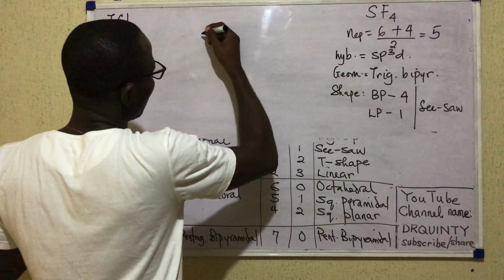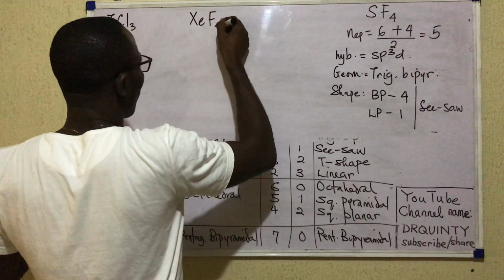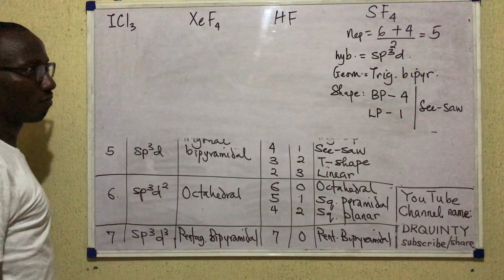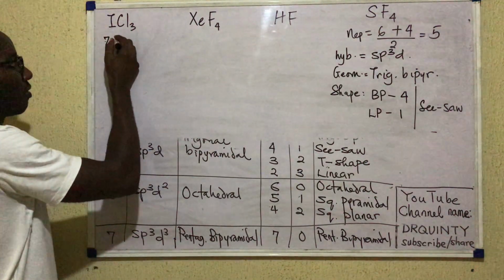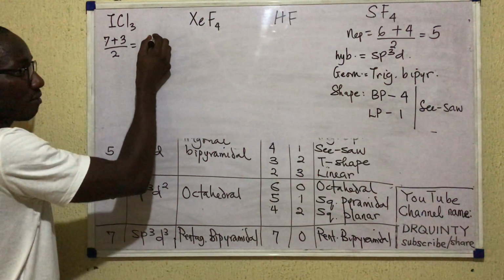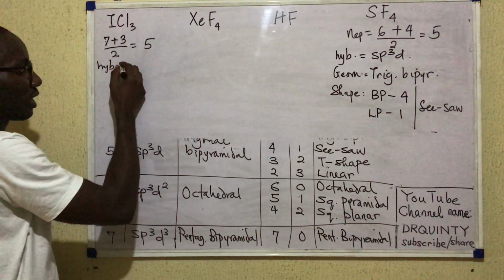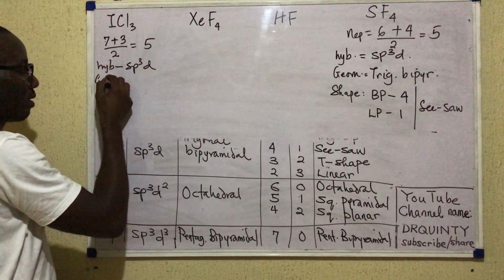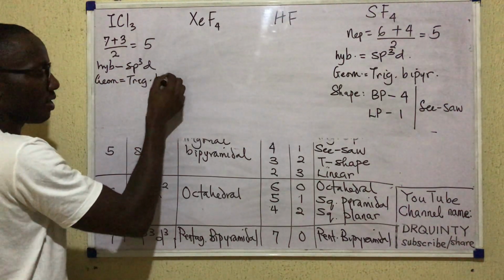Let's add 2 more, XeF4 and then HF. Beautiful. So let's work with those 3 very quickly. For ICl3, iodine has 7 electrons around it plus 3 univalents, that's 10, divide 2, that gives us 5. So what's the hybridization in ICl3 in the iodine precisely? We say it is sp3d. What's the geometry? Of course, it follows as trigonal bipyramidal.